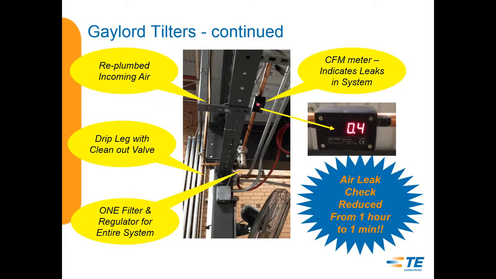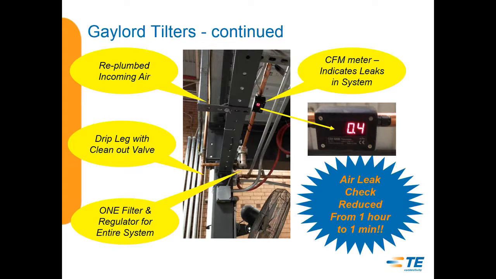So without having to get the ultrasound gun out, or without having to really do much at all, we can walk by there, look at that meter, and tell about how many leaks we have in that system. Once the Gaylord is tilted and it goes up, the bladder stays full and everything's tight. It doesn't really use any air unless you're raising the tilter.